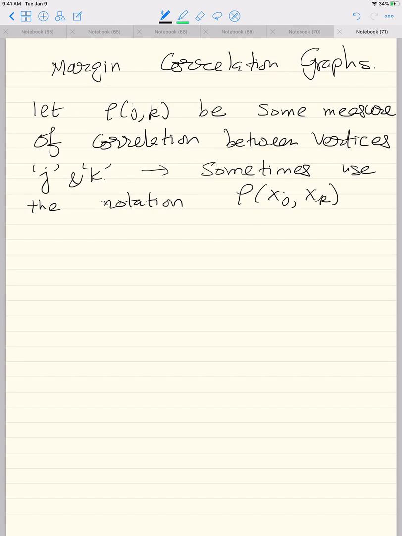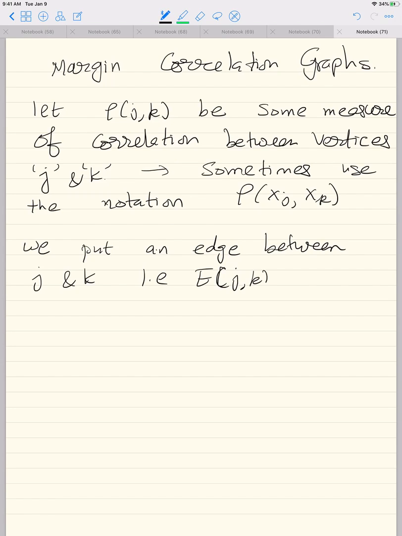In marginal correlation, we put an edge between the vertices j and k, that is E of jk is plus 1 if rho jk is significant, meaning it is greater than some epsilon, where epsilon is strictly greater than 0. Okay?